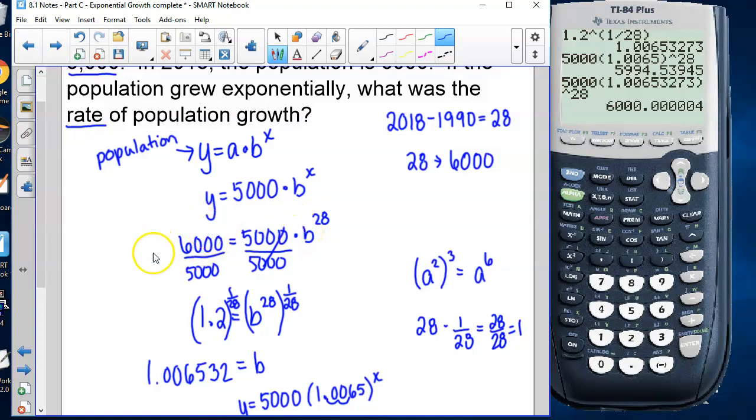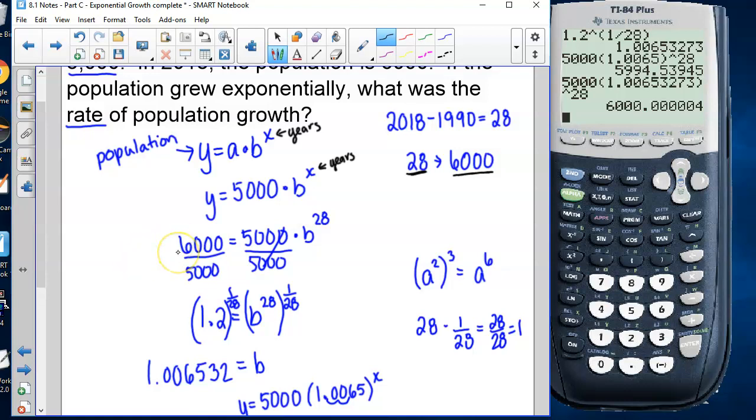So we're going to put that over here for our y. Because in this equation right here, y stands for our population and x stands for our years. And then a is our initial value, that's our 5,000. So in this equation, y is population, and the exponent x is years. So we know in 28 years, the population is going to be 6,000. So we plug in 28 for our years and 6,000 for our y. Okay. So then it's a process of solving that equation to find the b.